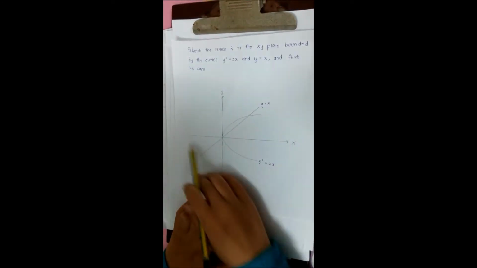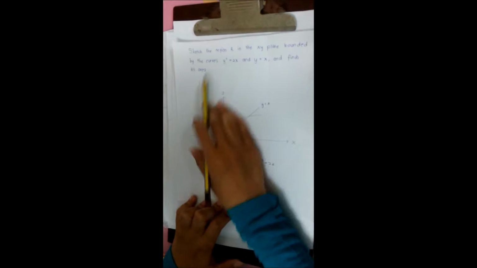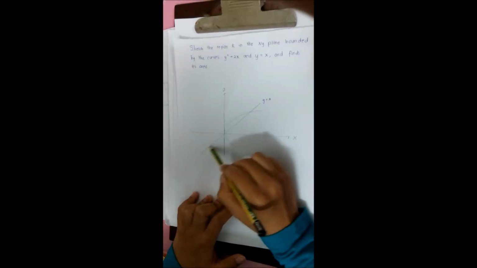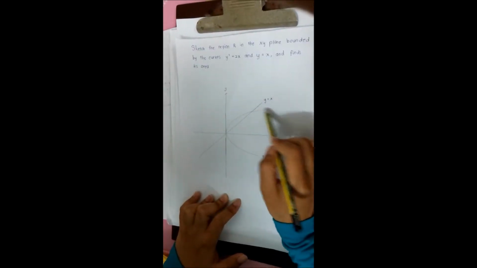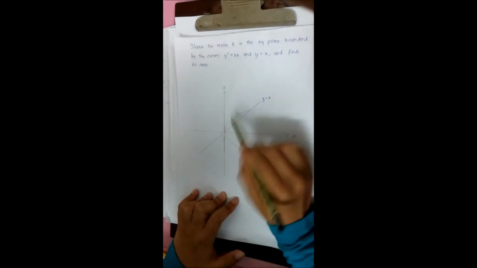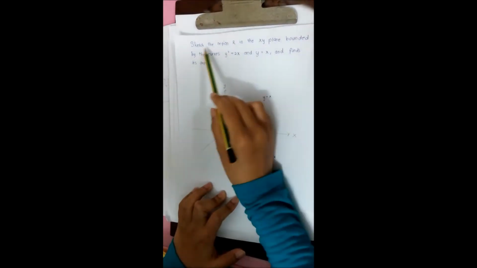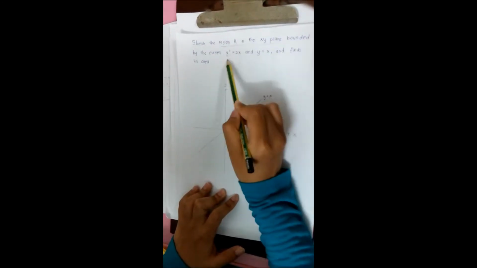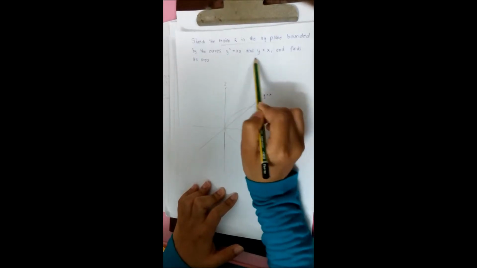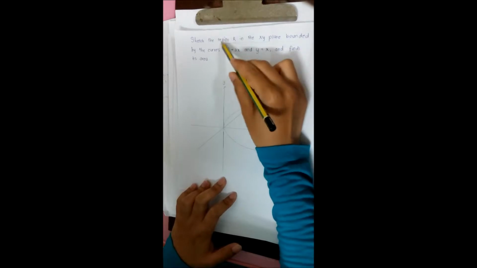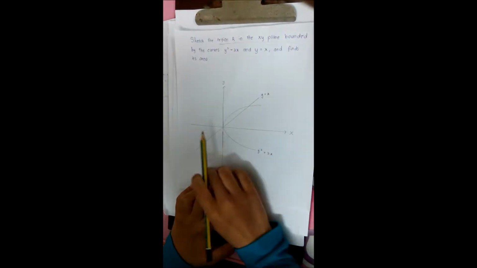This is the graph that I have made for the two functions. This is y squared equals 2x, and this straight line is y equals x. It is a combination of the two functions in one graph. It asks us to sketch the region R in the xy plane bounded by the curves y squared equals 2x and y equals x. First of all, we have to find where the region R is on the graph.